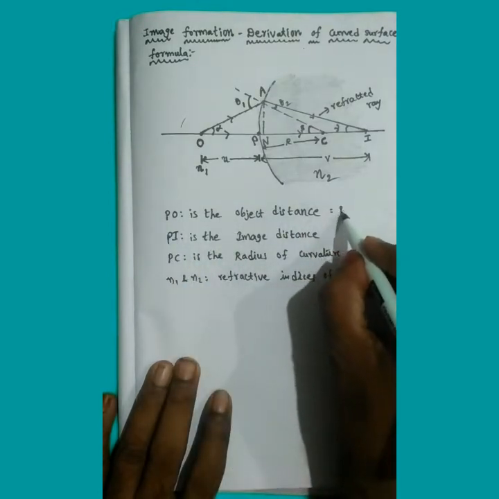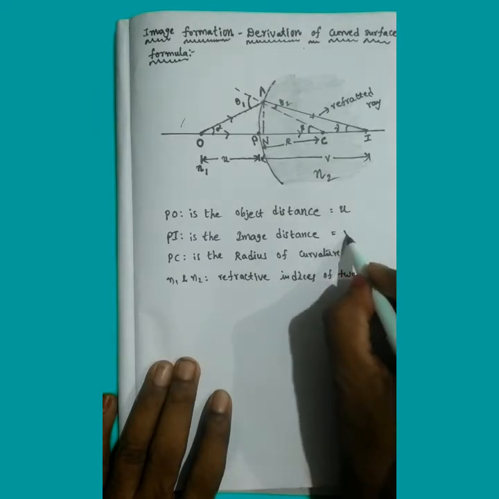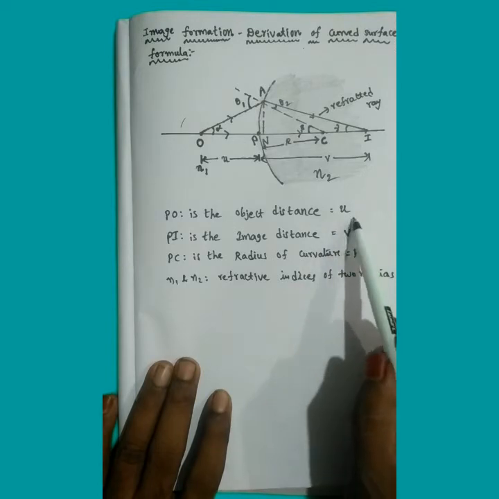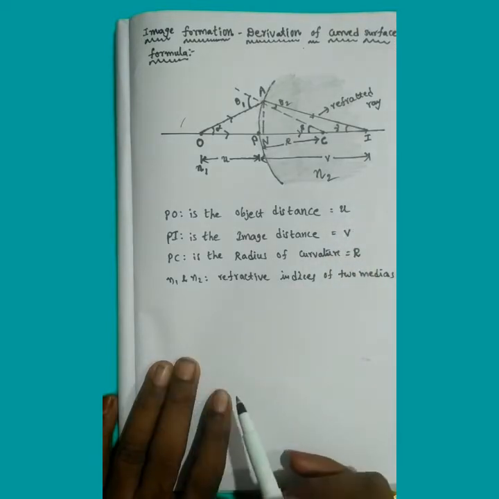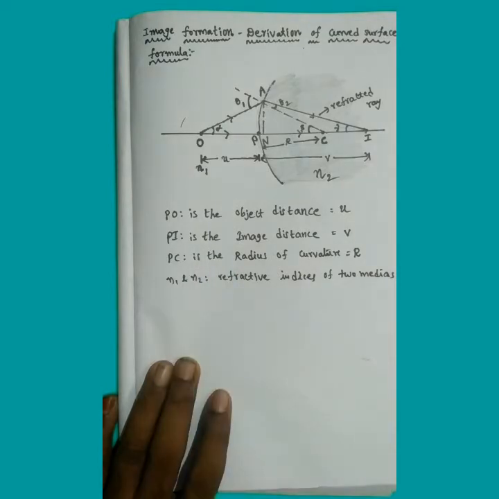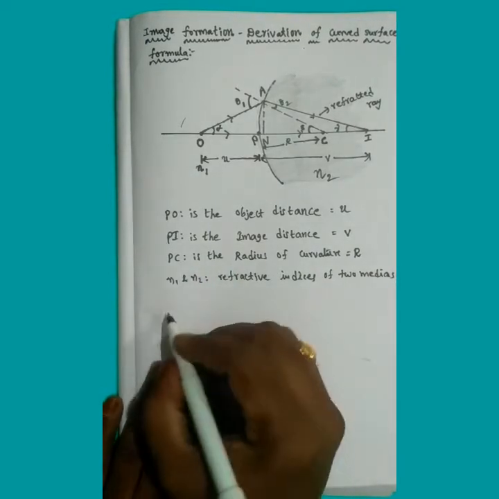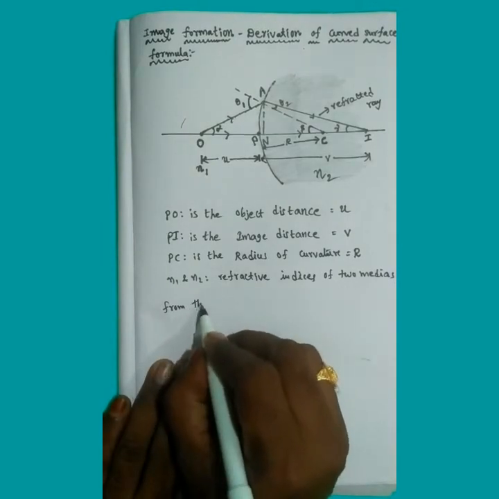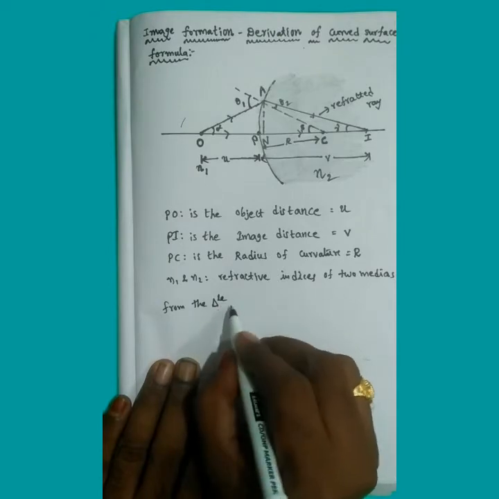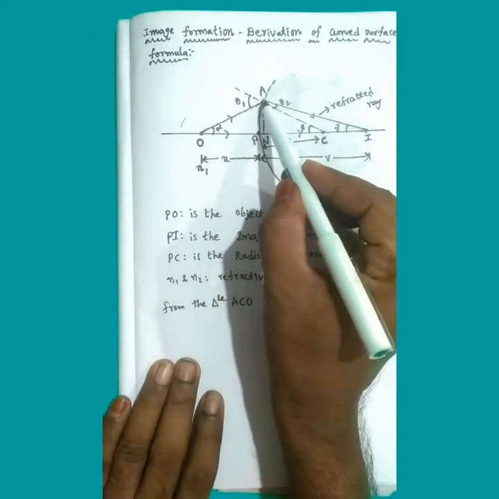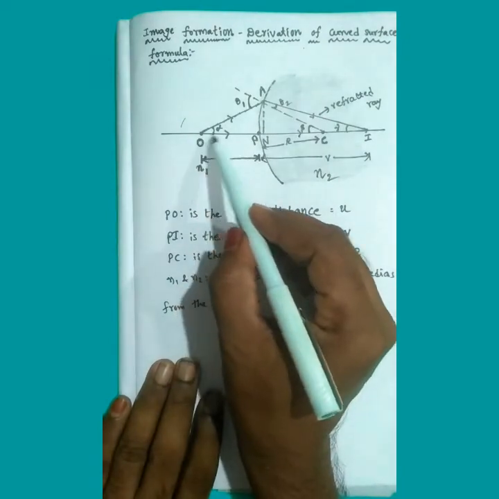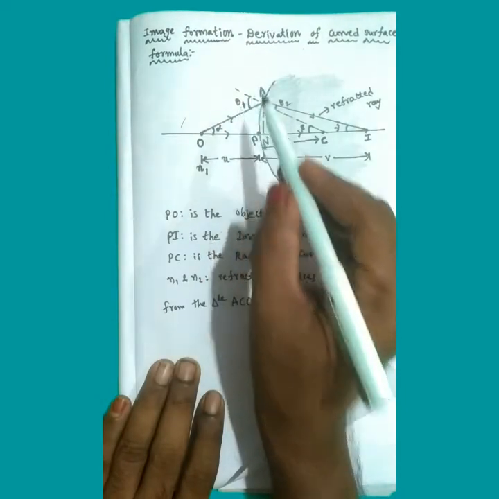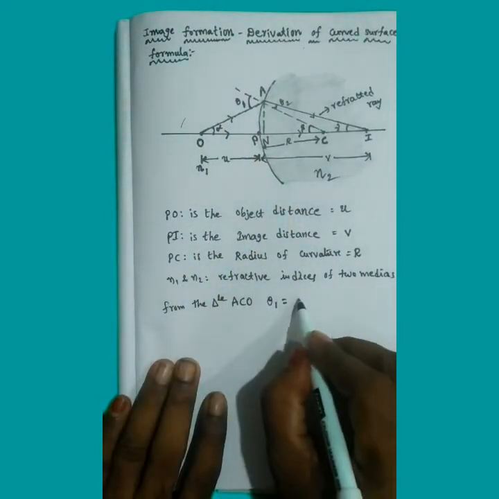Object distance is here u, and the image distance is v, and the radius of curvature is R. Now we have to derive the relation between u, v, R and n1 and n2. For that, we have to choose triangles. From the triangle ACO, theta 1 equals alpha plus beta.